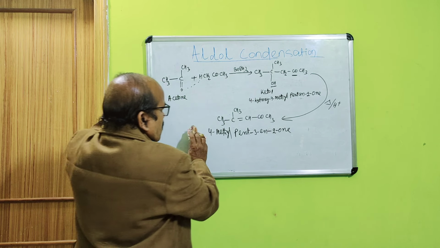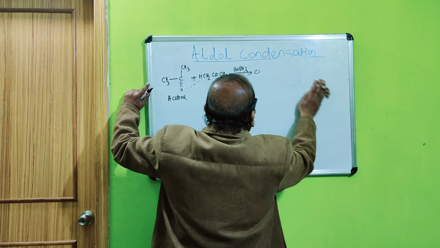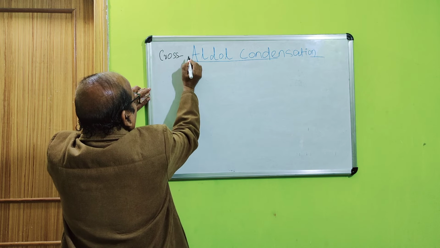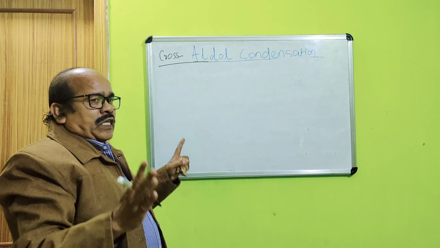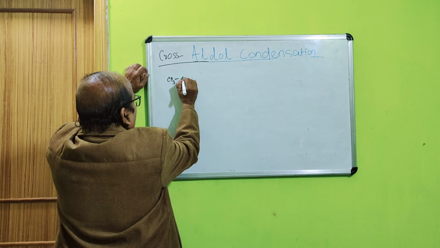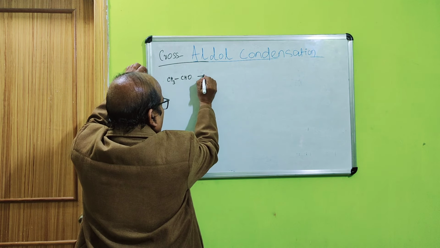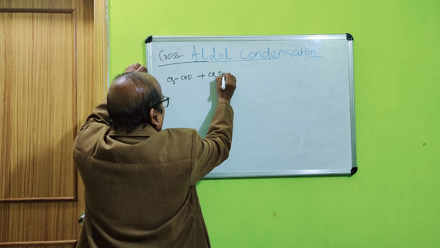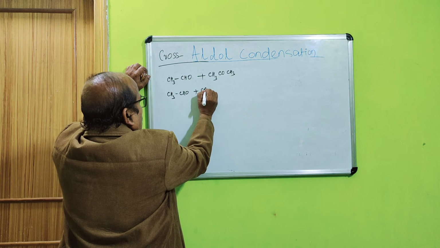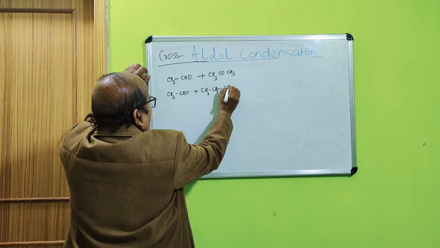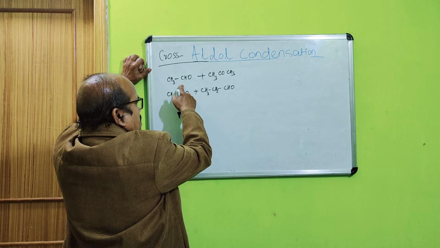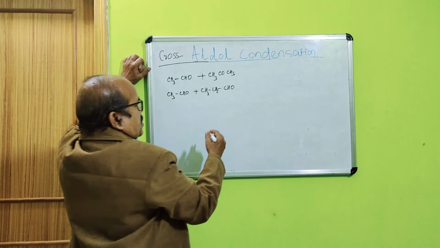Now I shall tell you about cross aldol condensation. Here, two dissimilar molecules having alpha hydrogen atom are to be combined. I may mix acetaldehyde with acetone. I may mix acetaldehyde with propanal. This is ethanal, or acetaldehyde, this is propanal I may mix. This is propan-2-one, or acetone, I may mix.